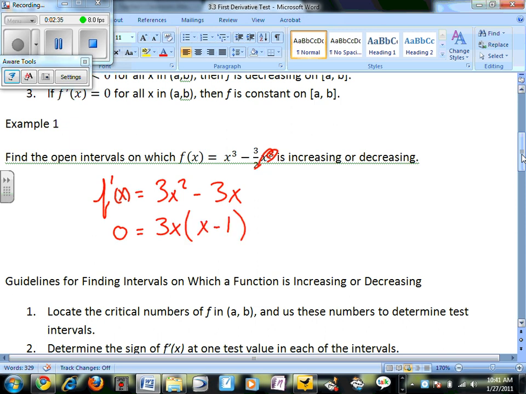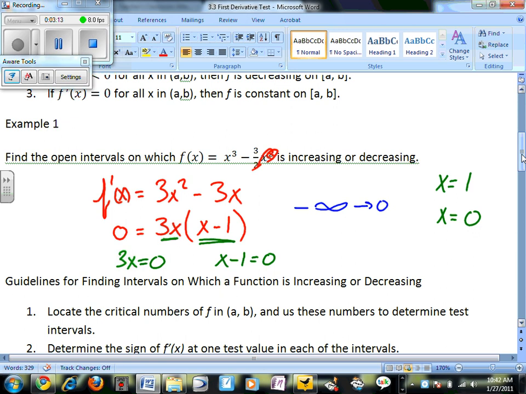To solve for 0, we ask, when is this equal to 0? We set both factors equal to 0. So 3x equals 0 and x minus 1 equals 0. So we know our critical points are x equals 0 and x equals 1. What we want to decide now is the intervals. We take our smallest critical point. Our graph is either going up until it gets to 0 and then it changes, or it's decreasing until it gets to 0 and then it changes. Regardless, we have an interval from negative infinity to 0, where it's either increasing or decreasing. It's got to be doing something until it gets to 0, then it's going to change.